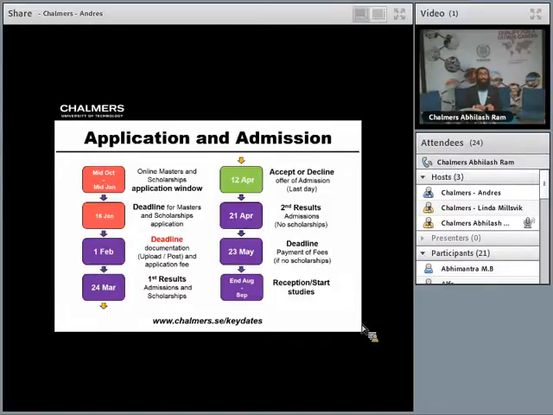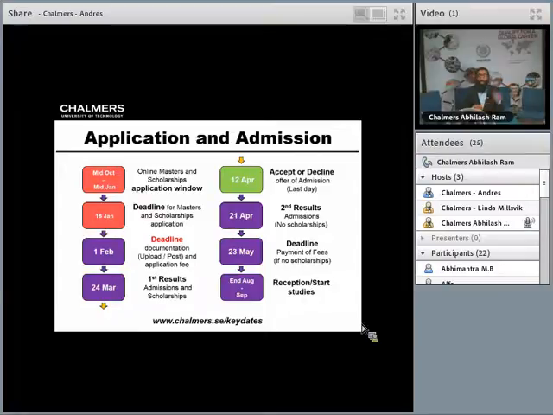The 24th of March is the date on which you get the first round of results. The first round of results is something that comes to everybody that has made an application. And you get three outcomes. One, you've been admitted. Two, you've not been admitted. Three, you are on the wait list. So depending on what your situation is, you will get a result on the first round of results.